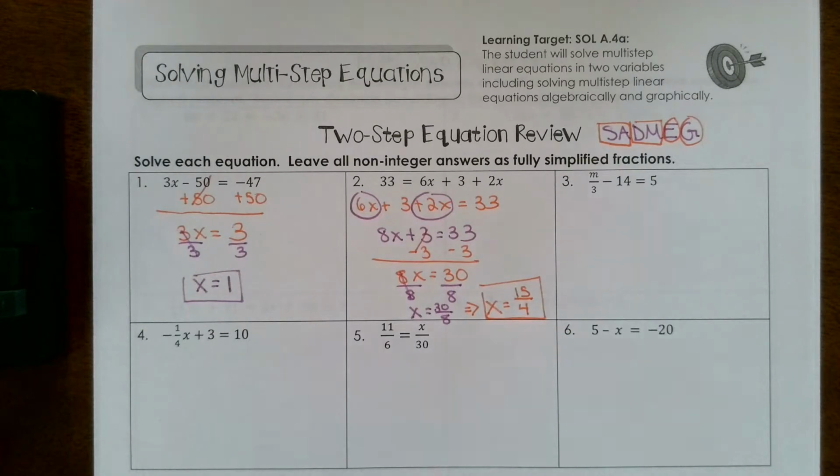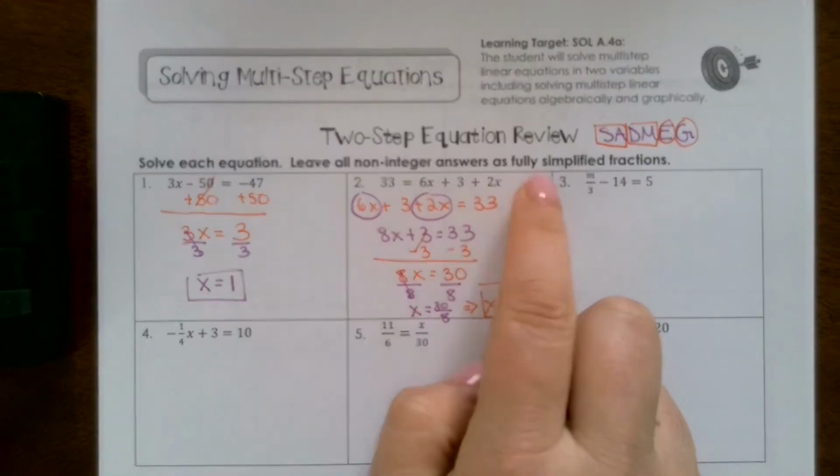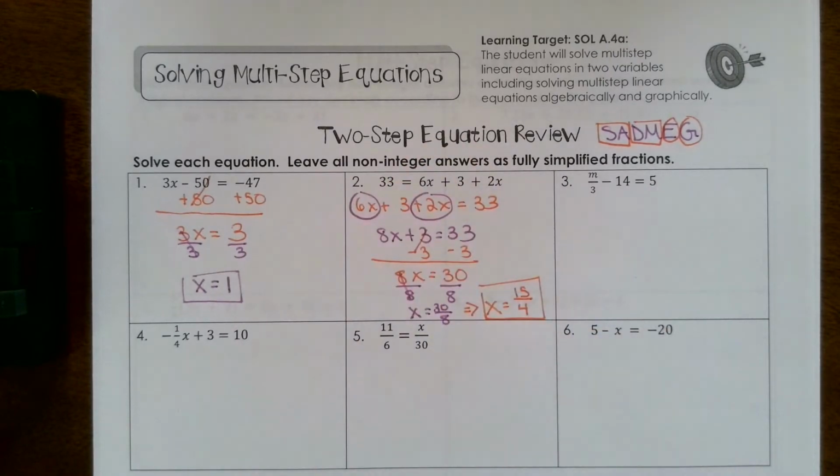Please remember, I can substitute 15/4 in for x and x, add these together. If it equals 33, I'm correct. I have checked this answer, so I know 15/4 is correct.